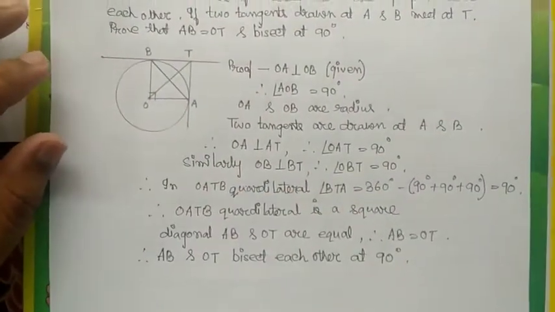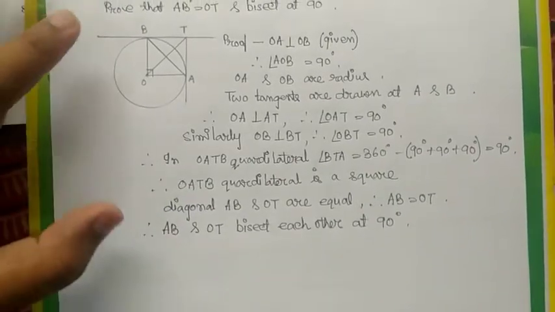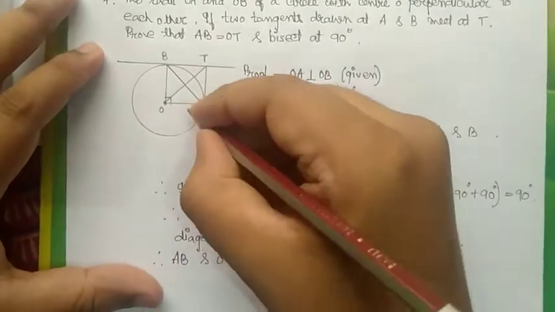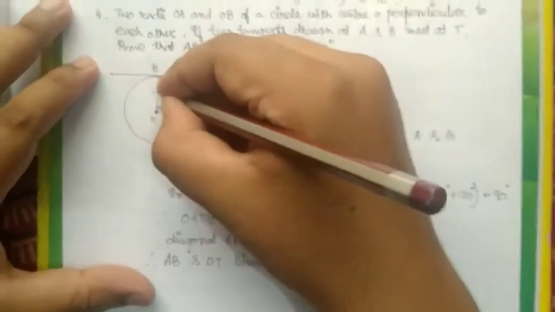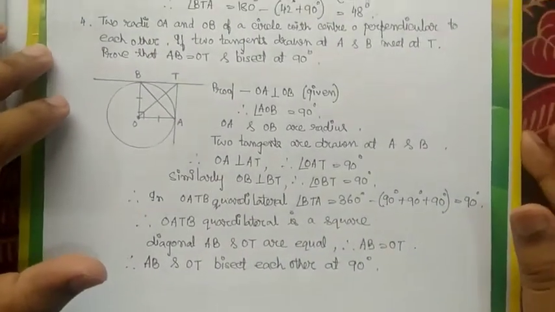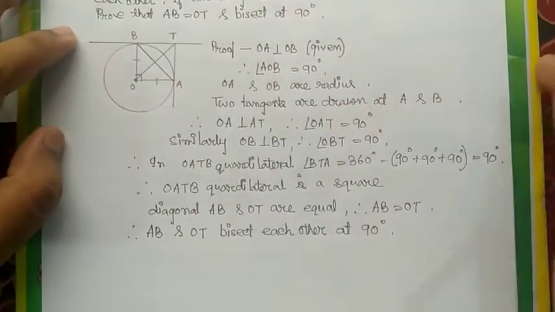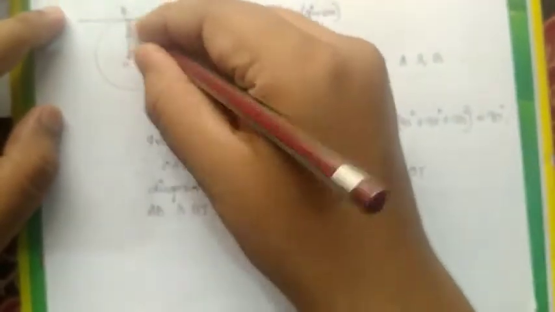So now this is the diagram for the sum number 4. Two radius, first of all O is the center, OA is the radius we know, and OB is the radius we know from the question, and both are perpendicular to each other. So both are perpendicular to each other, therefore angle AOB equal to 90 degree.